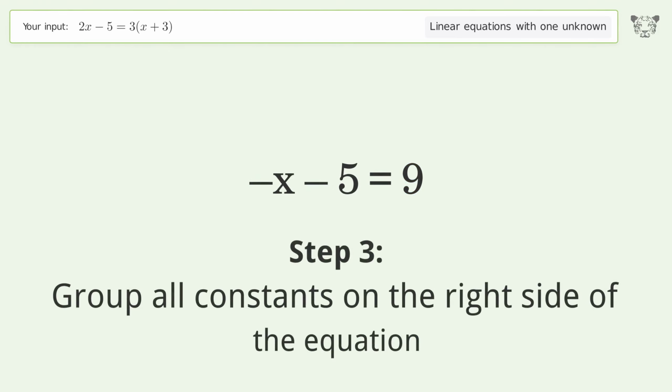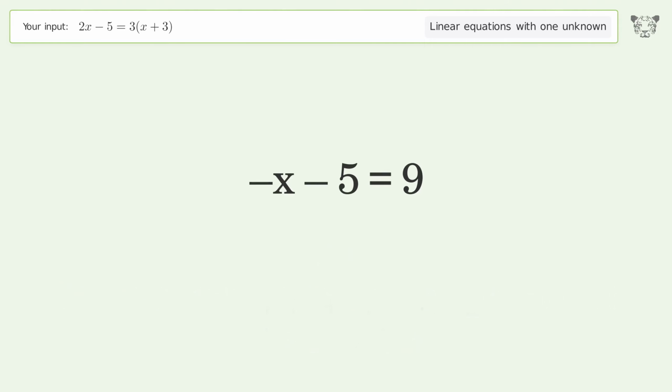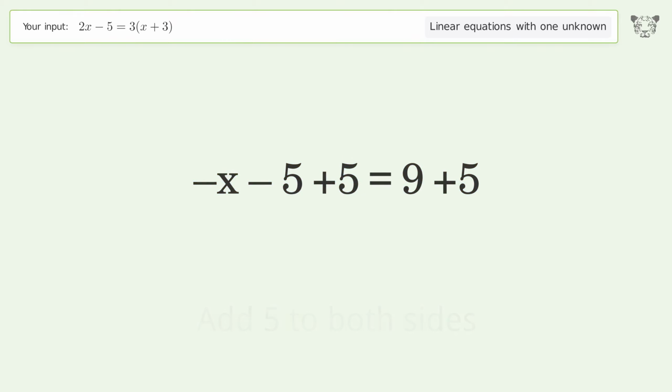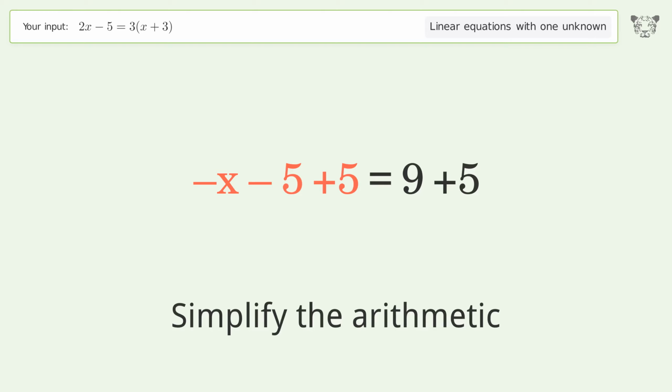Group all constants on the right side of the equation. Add 5 to both sides. Simplify the arithmetic.